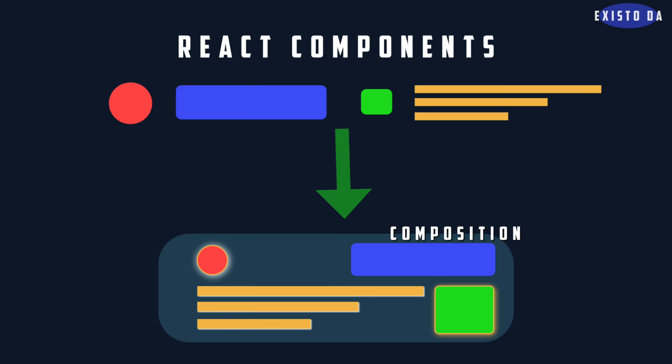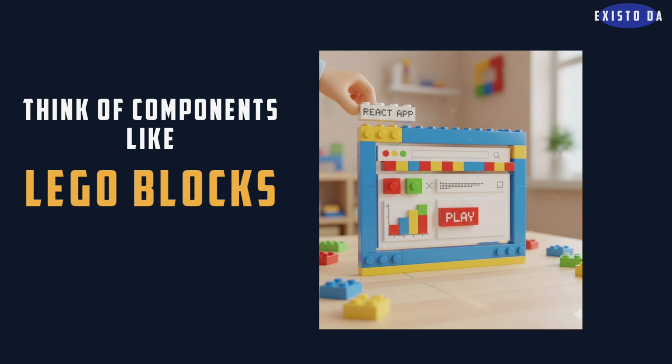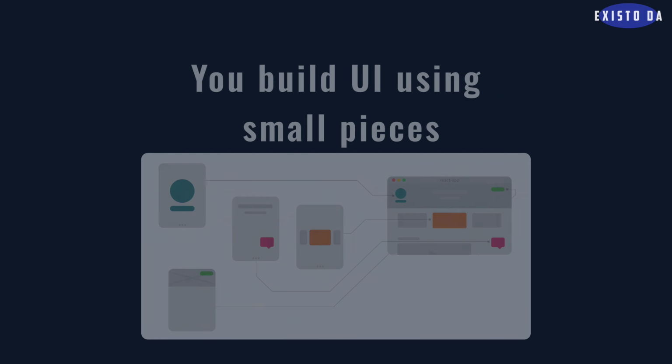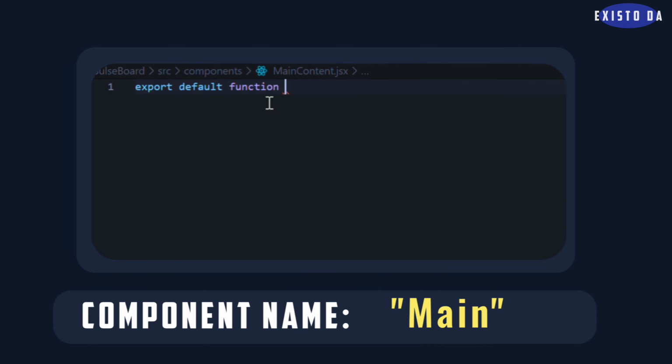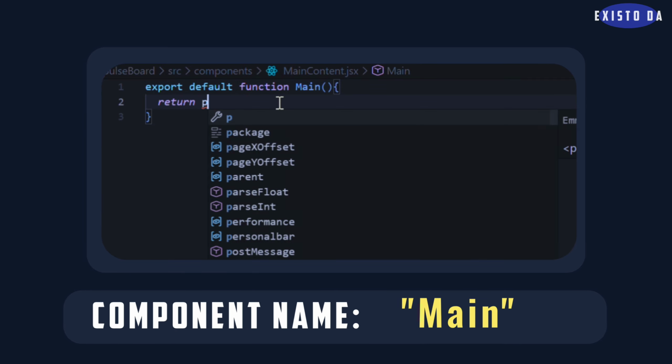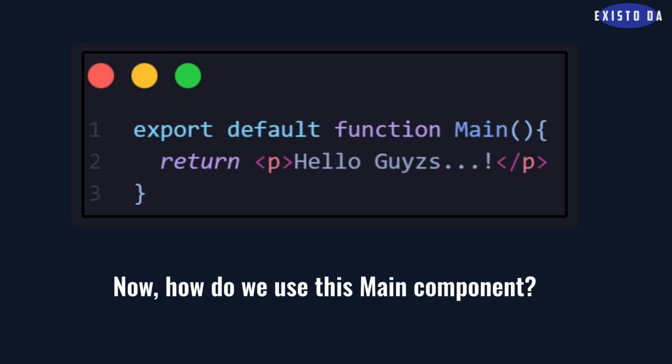React is built on components. A component is a reusable and independent piece of code. Think of components like Lego blocks. You build UI using small pieces. For example, component names must start with a capital letter because lowercase is treated as HTML, uppercase is treated as a React component. Now, how do we use it?